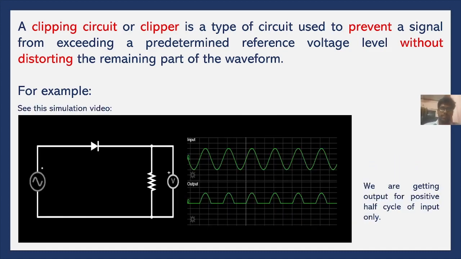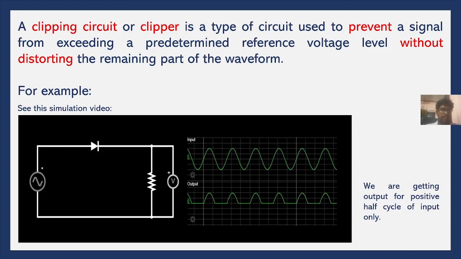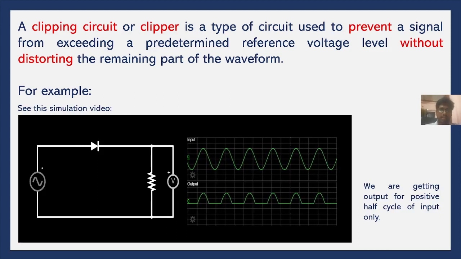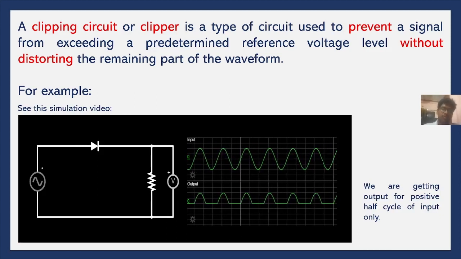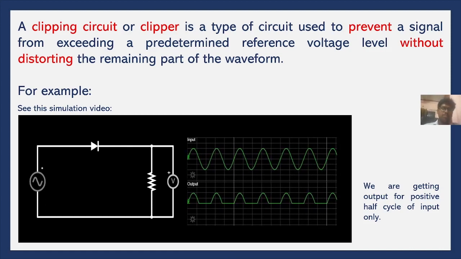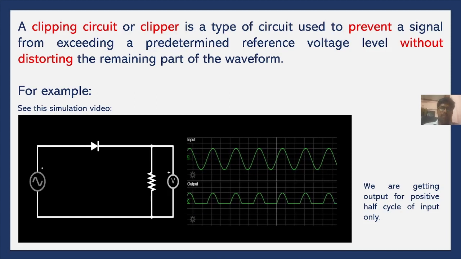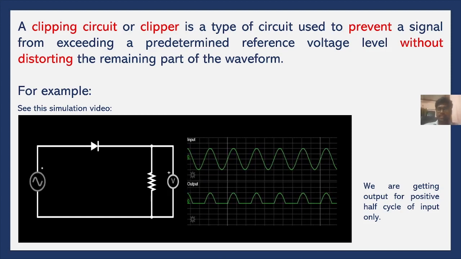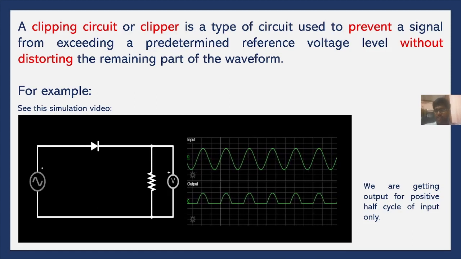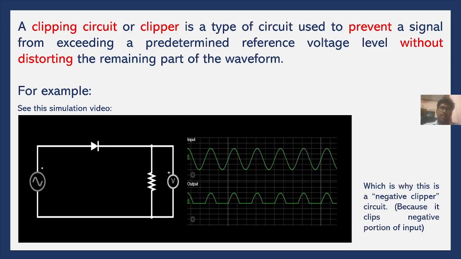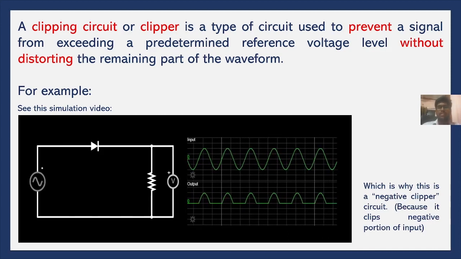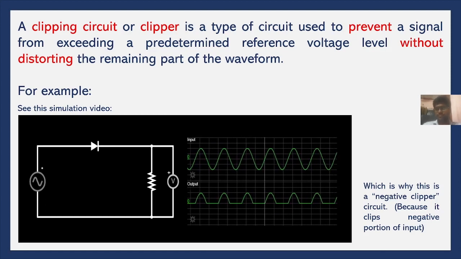Now if we see the simulation video, we can see that there is an input sinusoidal waveform which oscillates between positive and negative, and at the output, like we have said before, the output is found only at the positive half cycle of the input, and at the negative half cycle of the input there is no output and it is zero. So we are getting output at the positive half cycle of the input, which is why this circuit is called a negative clipper, because it clips or scissors the negative half cycle of the input.